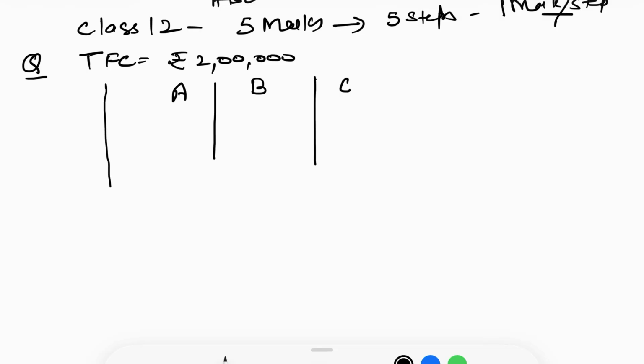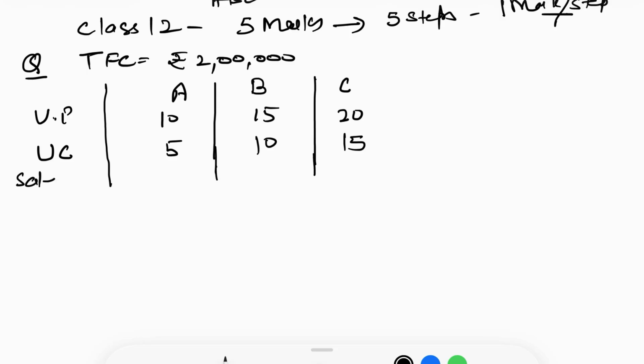Unit price, which is the selling price of 1 unit, we know this. Unit price is, let's say, rupees 10, rupees 15 and rupees 20. Unit cost, which means cost of 1 unit, that is 5, 10 and 15. One more item is given to you in the question, and that is sales mix. Very simple concept. Let's say in this question, the sales mix given to you is 20%, 20% and 60%.